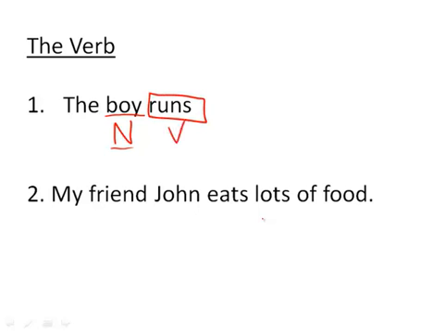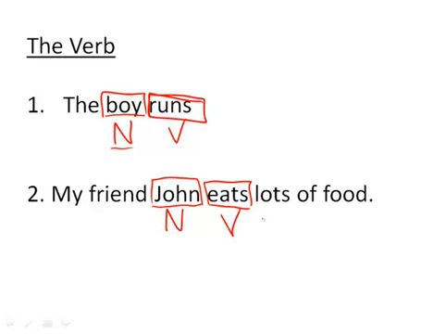Now let's look at the next example. My friend John eats lots of food. John, it's a proper noun. What is John doing? John, someone who eats lots of food. And here we have the verb. So again, up here we have the noun. Here we have the verb. In sentence 2, we have John, noun. Eats is the verb because it describes what John does.